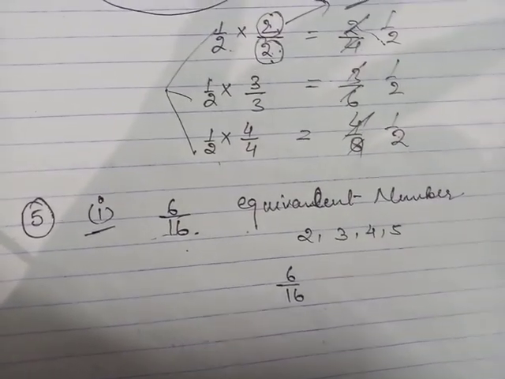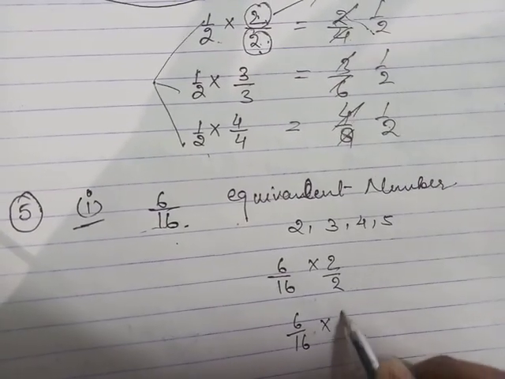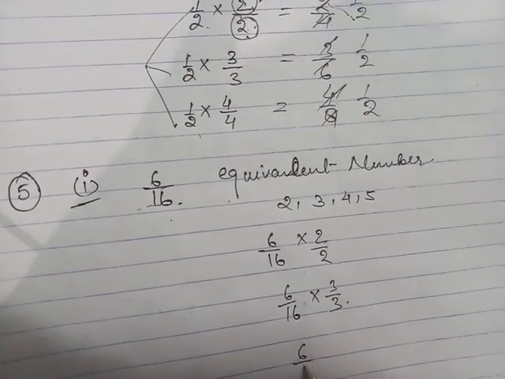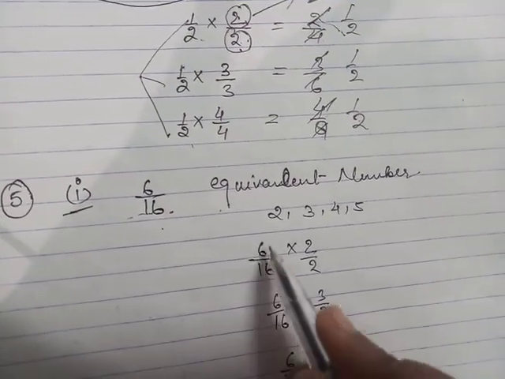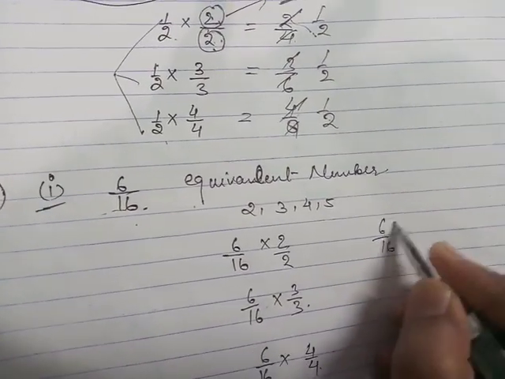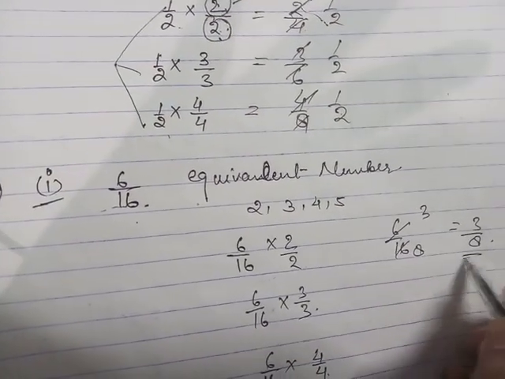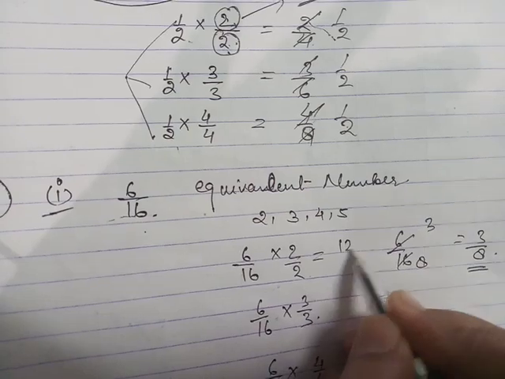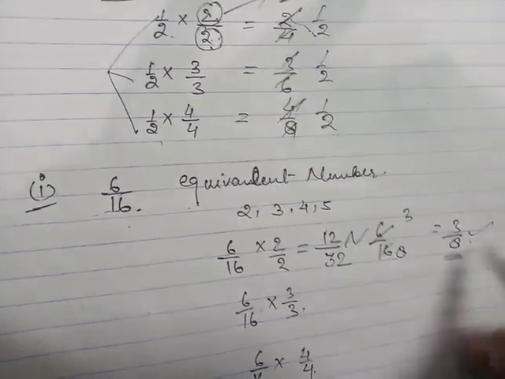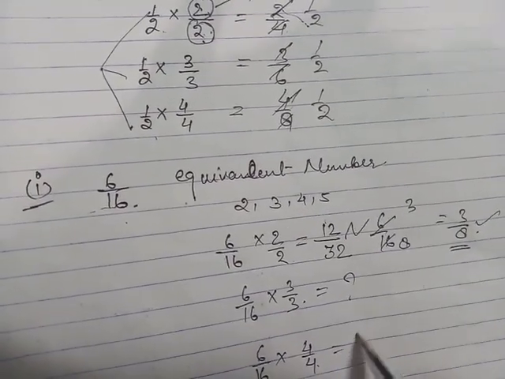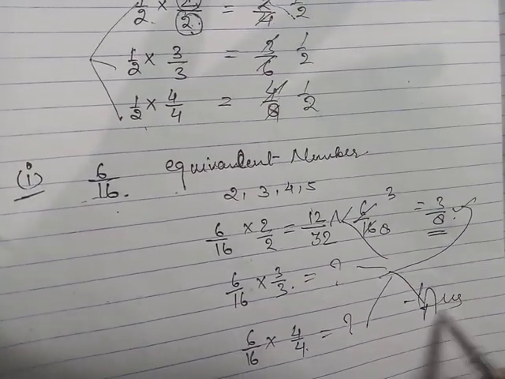Multiply 2 by 2, then 6 by 16 multiply 3 by 3, then 6 by 16 multiply 4 by 4. In this way you can write, and if you cut this 6 by 16 you will get 3 by 8. So 3 by 8 will also be its equivalent number, and you will multiply this, 6 to the 12, 16 to the 32. In this way, this one is its value and its value, these are the answers.